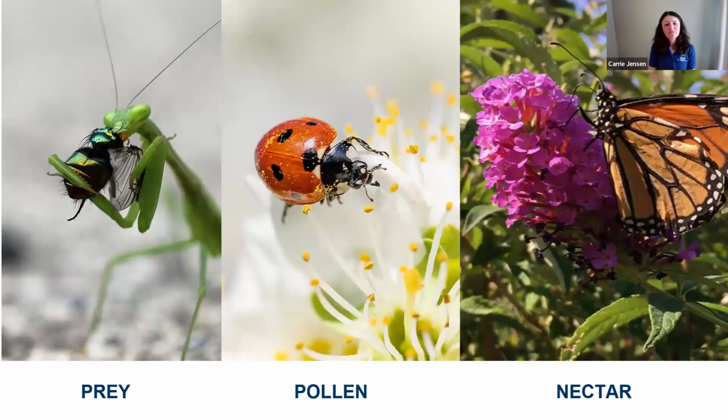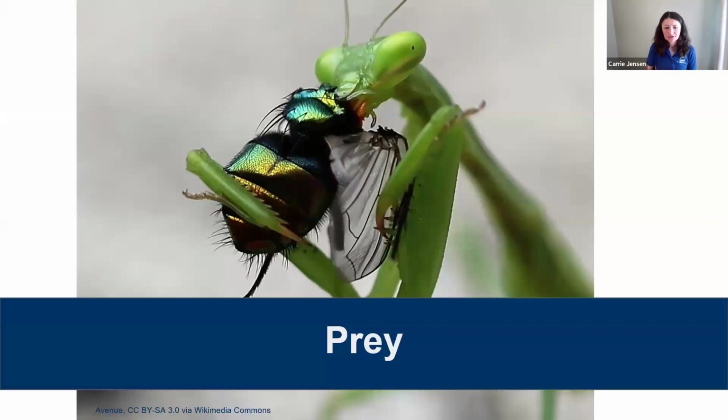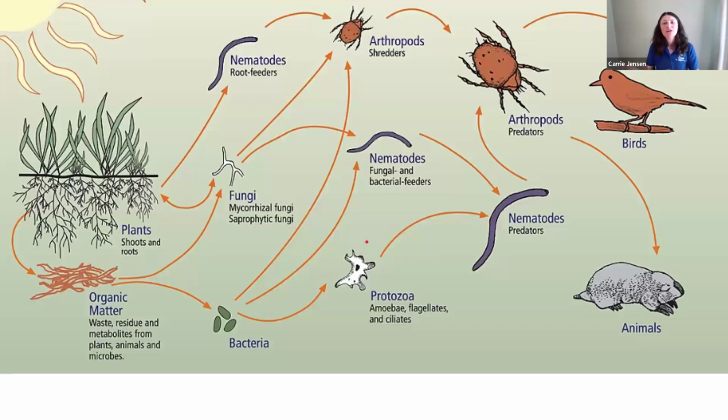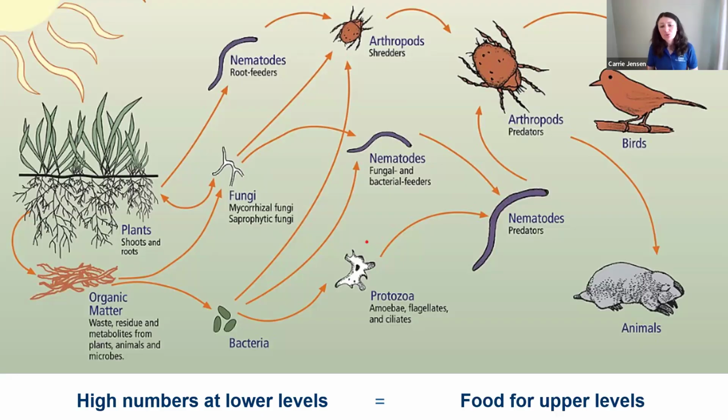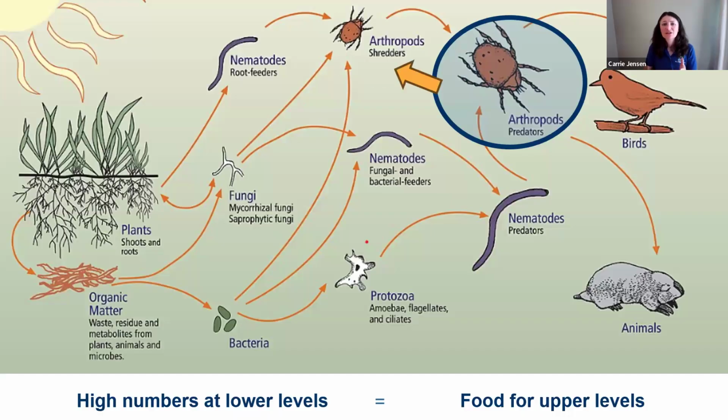So food. For beneficial insects, they need prey, pollen, and nectar. So we're going to talk about all three of those. First, prey, that seems obvious, right? If we're trying to bring in predatory insects, they need prey to eat. So when we look at the larger food web, that means we need high numbers in the lower trophic levels to support the upper trophic levels. So if we're trying to support these predator arthropods, then we have to have all the things underneath them for them to eat, particularly the shredding arthropods or the things eating your plants.